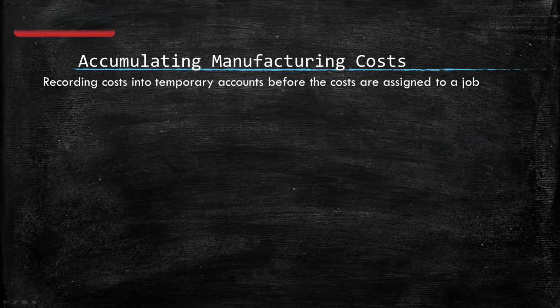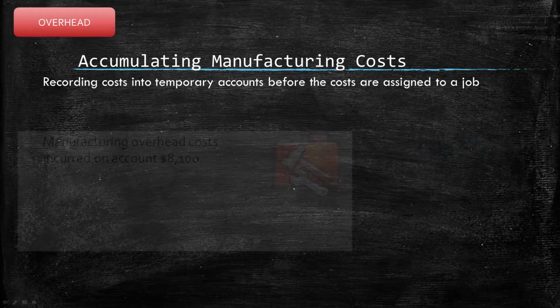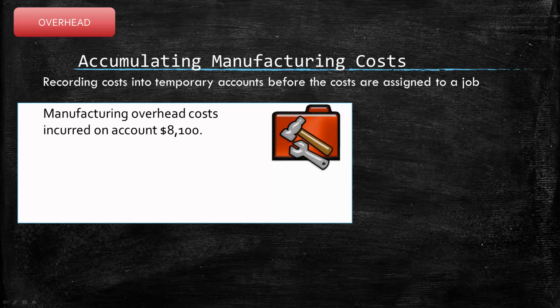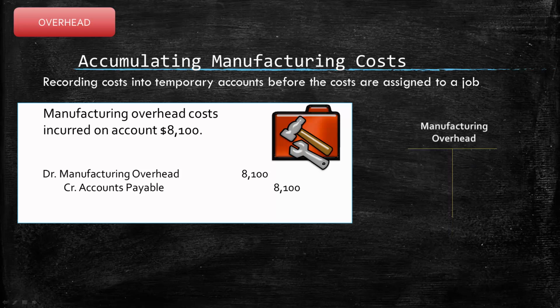Next, we can look at a simple journal entry for overhead. Manufacturing overhead costs incurred on account were $8,100. And so these are overhead costs relating to our factory, maybe utilities, maybe depreciation. And so we're going to debit those into manufacturing overhead and credit accounts payable because this tells us they were costs incurred on account. And so again, we're going to accumulate those overhead costs into our manufacturing overhead holding account.